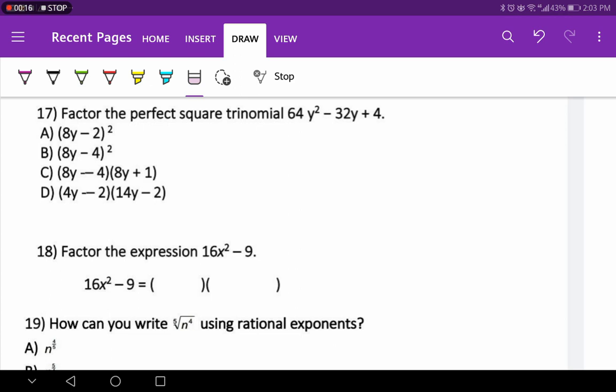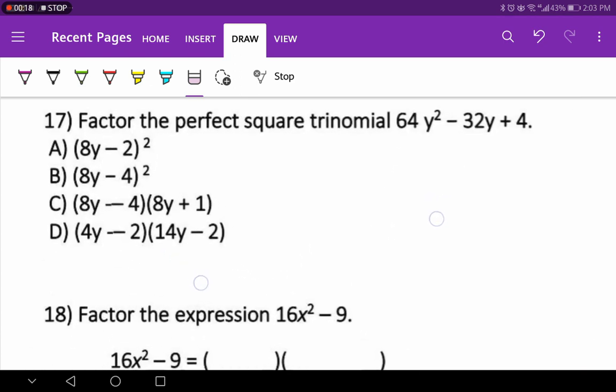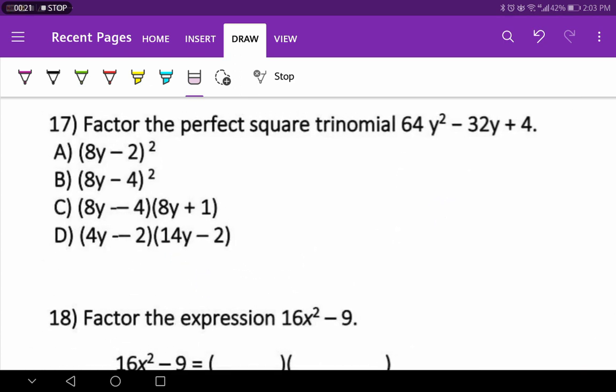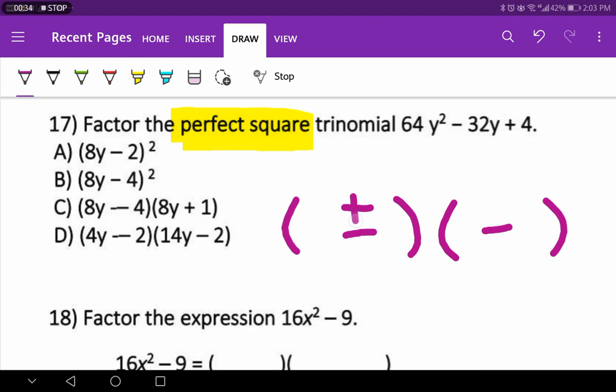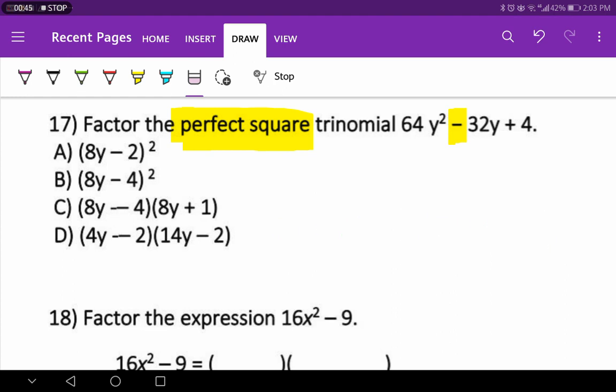Mahmoud, can you tell me the first hint that can help you find the answer? In the question, it's written that it's a perfect square. Perfect squares have the same sign, both of them negative or both positive. But here it is a negative, so any answer with a different sign between the terms is eliminated.